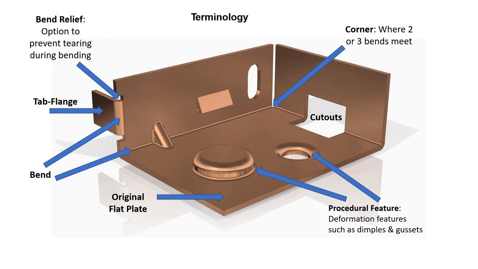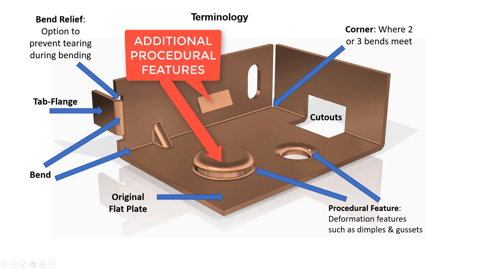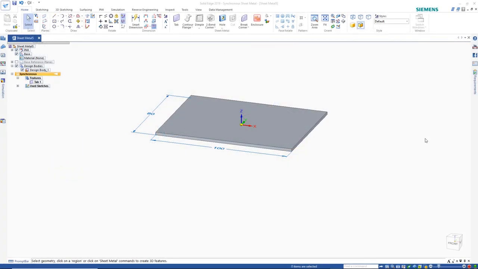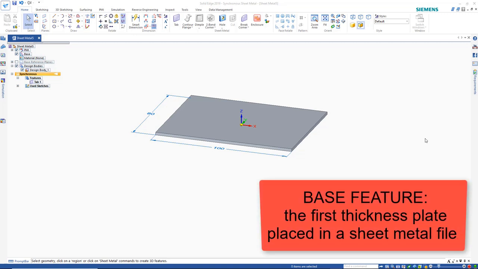Let's pause for a moment to go over some terminology. Here's our original plate. Here's an example of some bends here and here. This is a tab flange. And here's what we call bend relief, and that prevents tearing during the bending process. Here's a corner where 2 or 3 bends meet. These are cutouts here. And this is an example of a procedural feature. In sheet metal, this initial plate is referred to as the base feature.